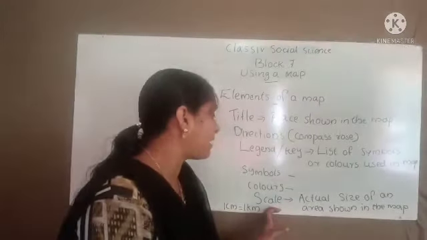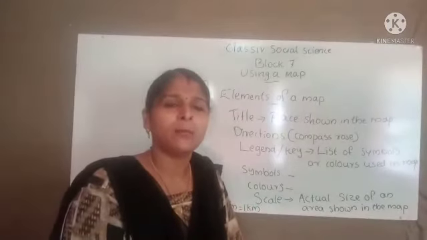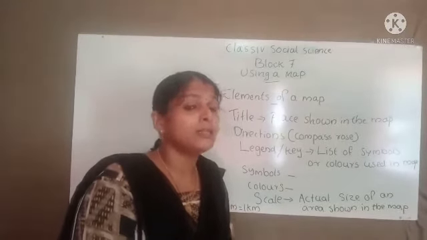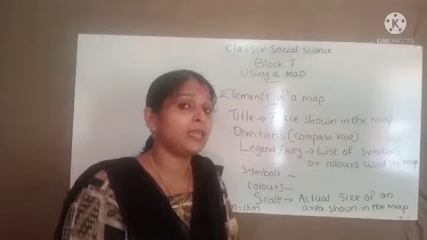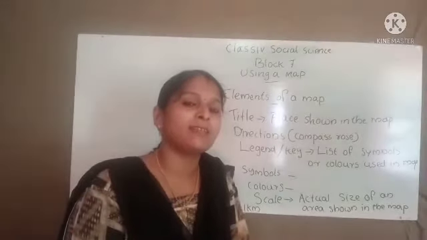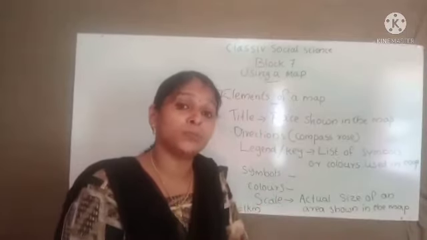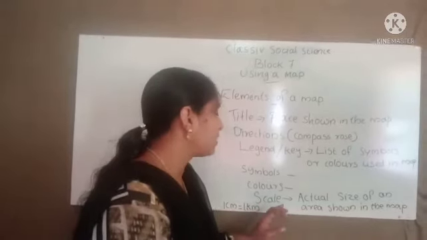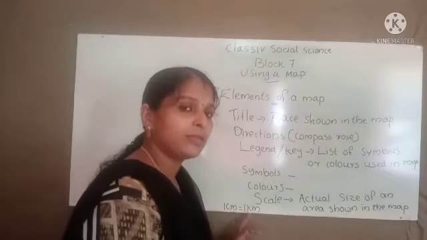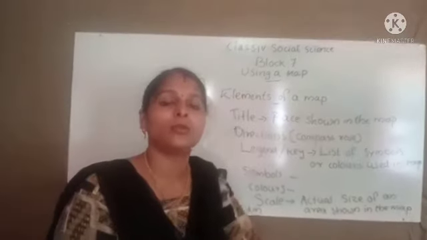So what is scale? Scale tells us the actual size of an area shown in the map, but it is different from the real area. To draw a map on a flat surface is very difficult because a large area needs to be drawn on a small sheet of paper. So how do the cartographers take the measurement? They reduce 1 kilometer into 1 centimeter. This is the way they take the measurement and draw the map.